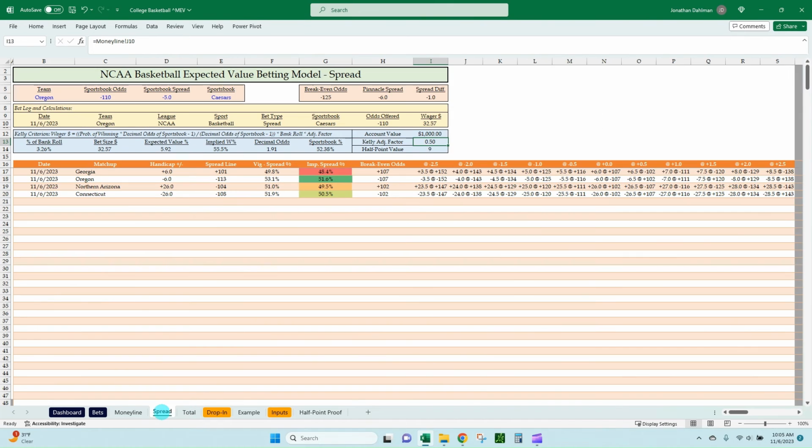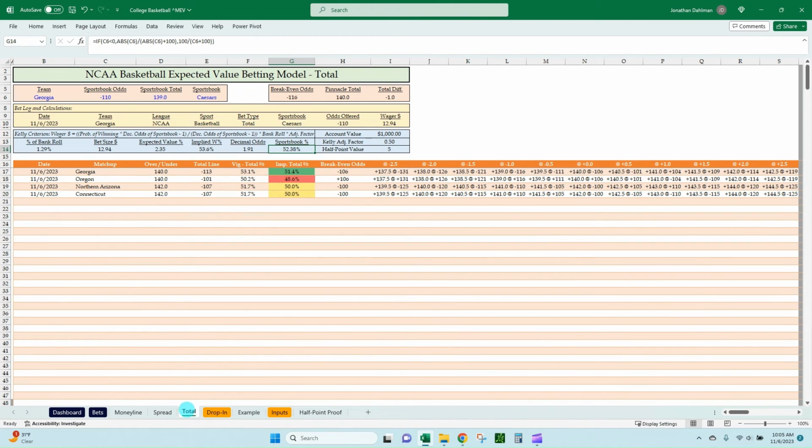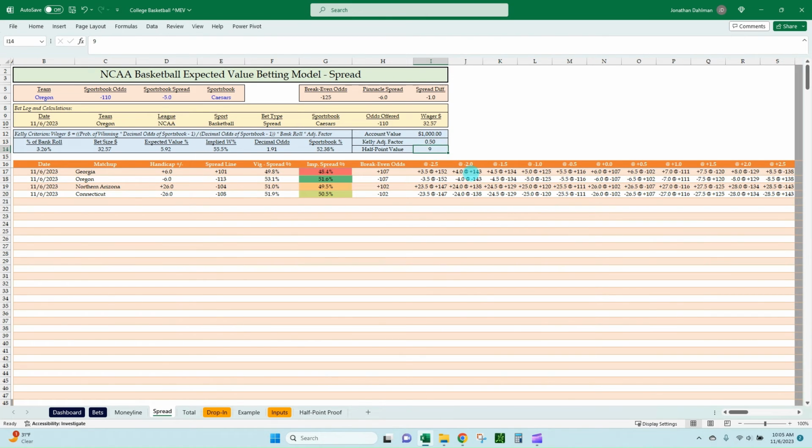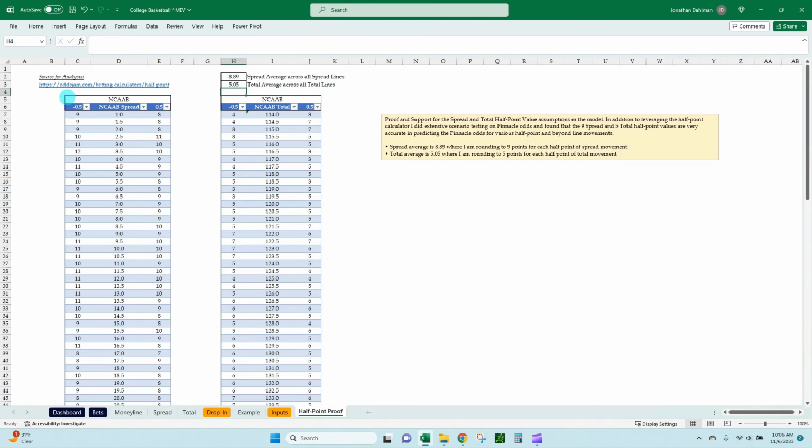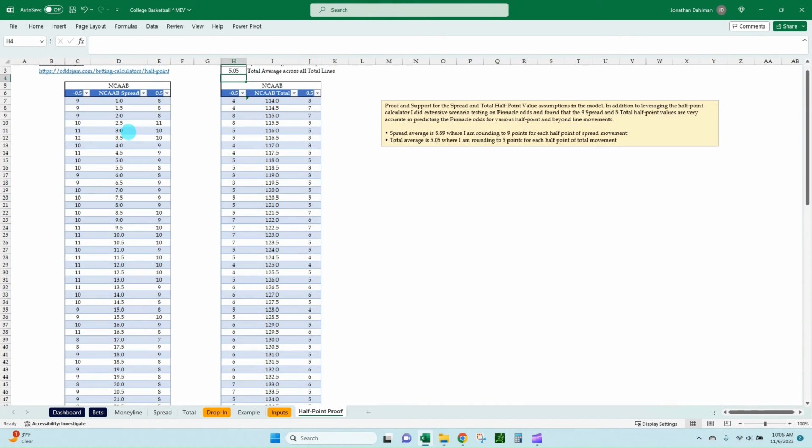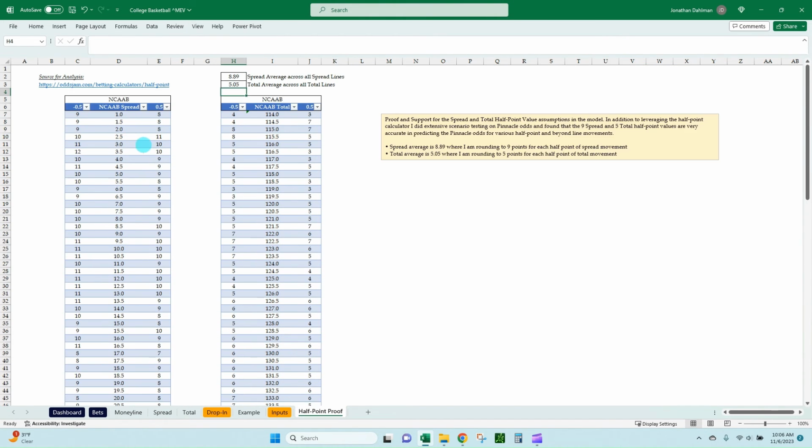And I have an NBA model that looks very similar. And so one other thing I'll highlight is the movement here for the totals. You can see I have half point value of 5. And then on the spread, I have a half point value of 9. So you can see these increments go up in 9 for spread. And I went through to Odds Jam, and they have a half point calculator for NCAA basketball spread. And I went through every single spread value and total value to find out what's really that average. And it's 8.89 and 5. And so I'm just rounding that to 9 and 5.